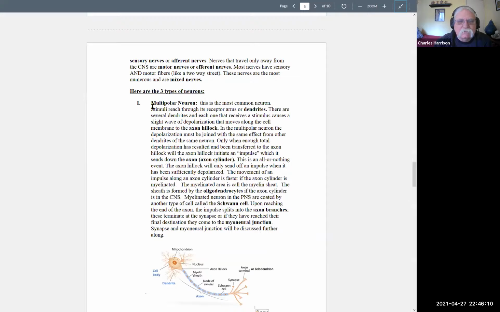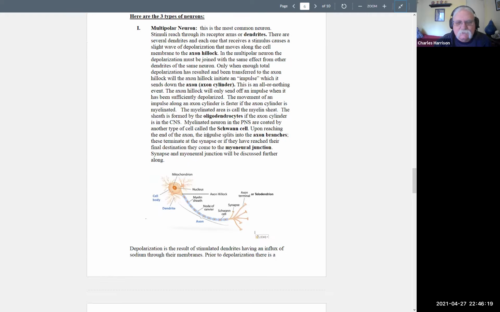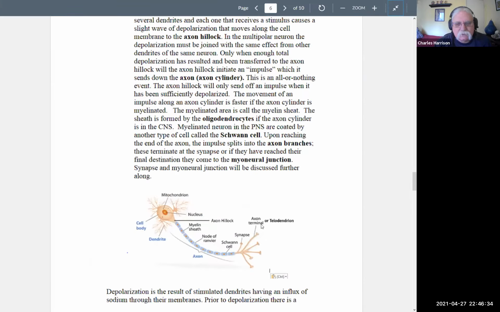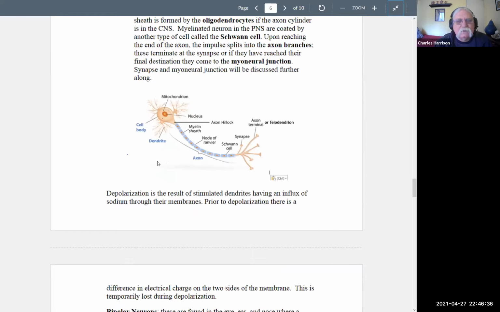Here's a textual description of the first type of neuron, the multipolar neuron. I'll leave that for you to read. I did last time too, because I'm going to say everything that's in there. Here's the multipolar neuron down here. The body is also known as the parakaryon.